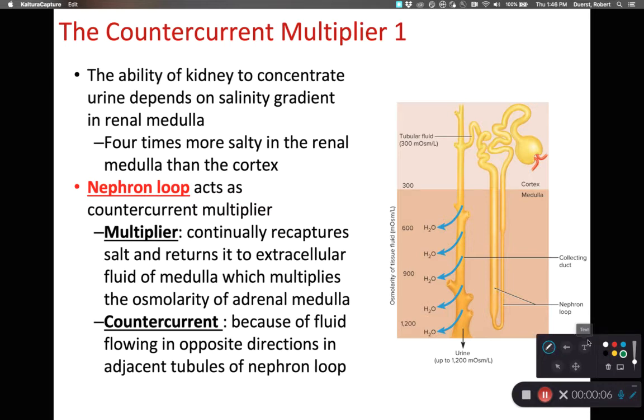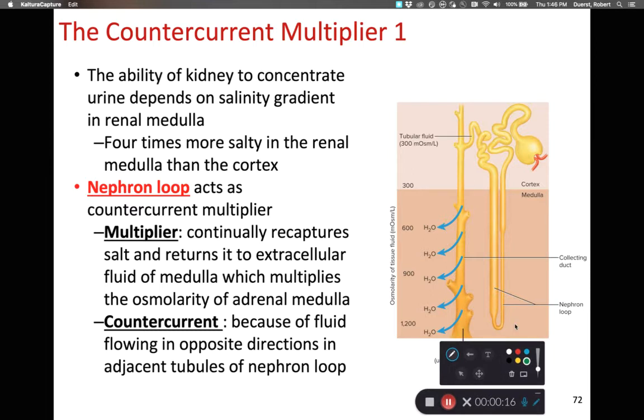Hi class, in this recording we're going to focus on the countercurrent multiplier, a classic concept that we have to cover with the urinary system. And as we look at the countercurrent multiplier, it's going to allow us to highly concentrate our urine by maintaining a salt or salinity gradient within the renal medulla.